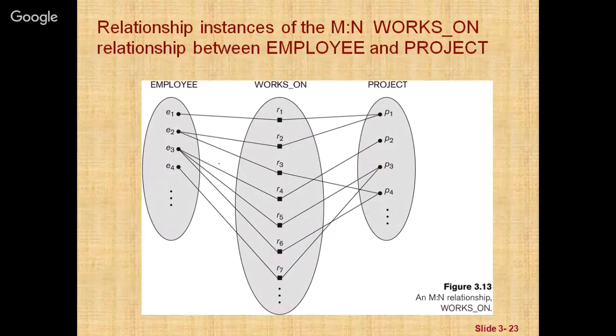So here are relationship instances of the M to N works on relationship between the employee and the project. It's an example. Okay.